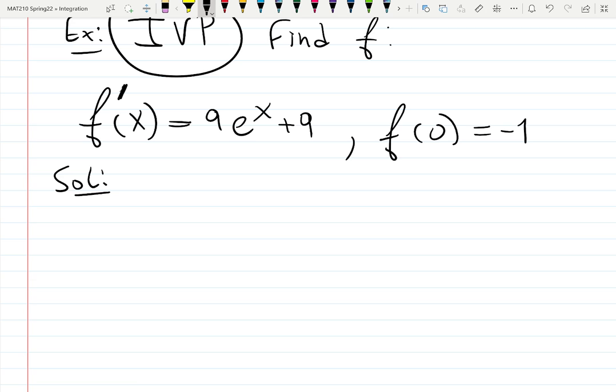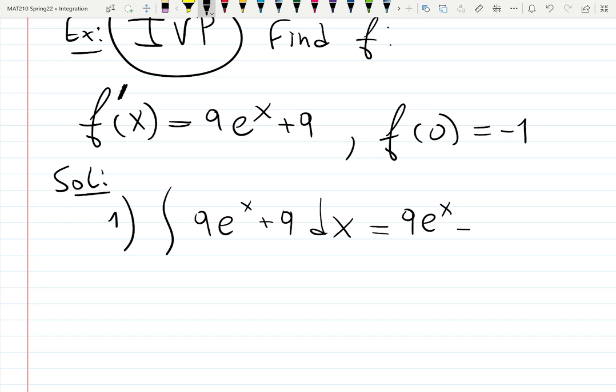Solution. This problem might show up several times in the test, called initial value problem. Step 1, integrate whatever we gave you. 9e to the x gives you 9e to the x. 9 gives you 9x plus c, right? And now they tell you, I need you to plug in x equals 0 and use that the function equals -1 at 0 to solve for c. So it's going to be 9e to the 0 plus 9 times 0 plus c equals -1.